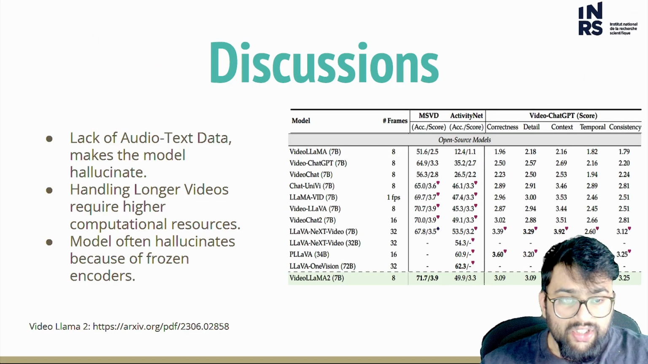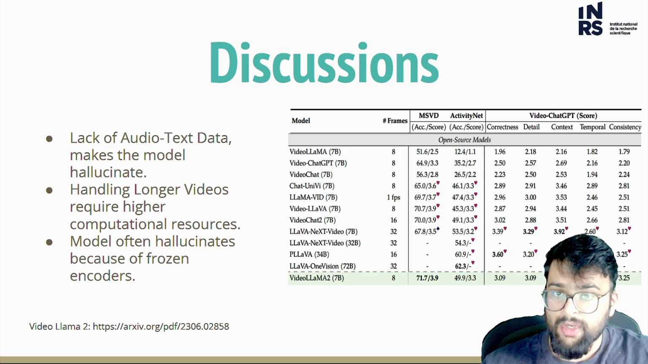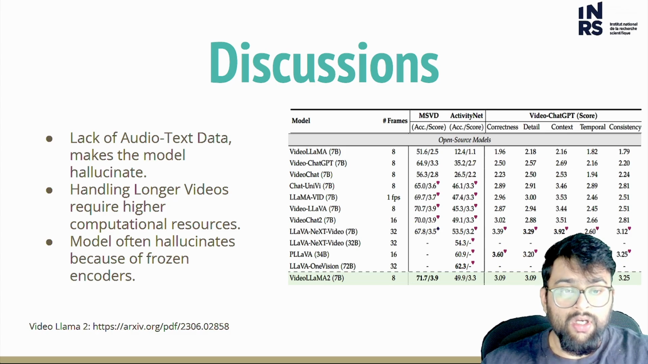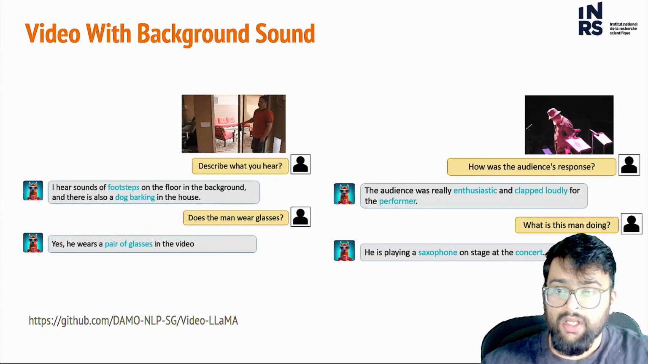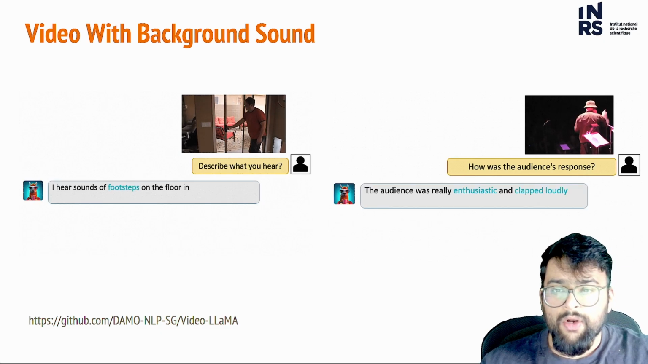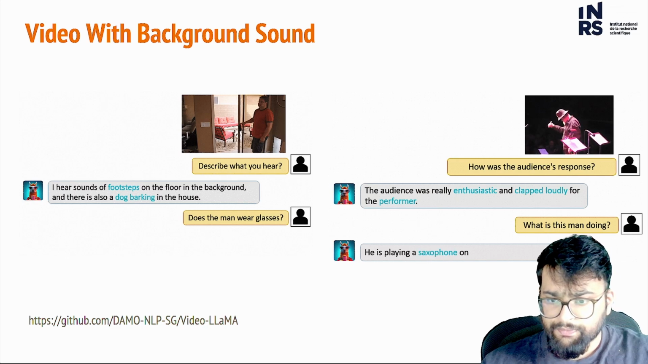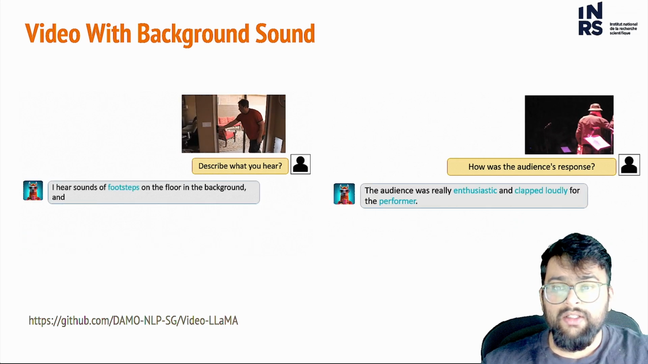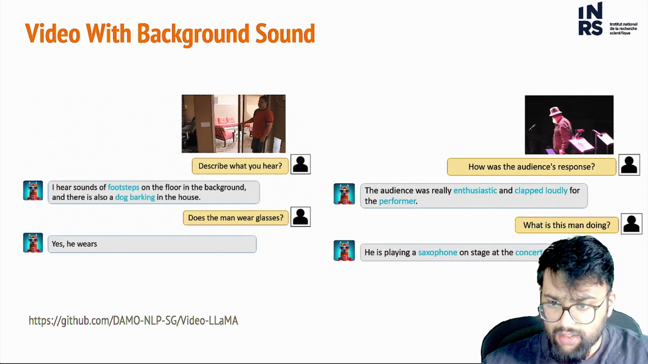Now, the discussions that were presented by the paper, and have been true according to time, are that the lack of audio text data makes the model hallucinate a lot. As you can see in the video on the left over here, the man is closing the door, not necessarily a dog barking in the house. But it is not able to understand that the noise was actually made by the door, not the dog barking.